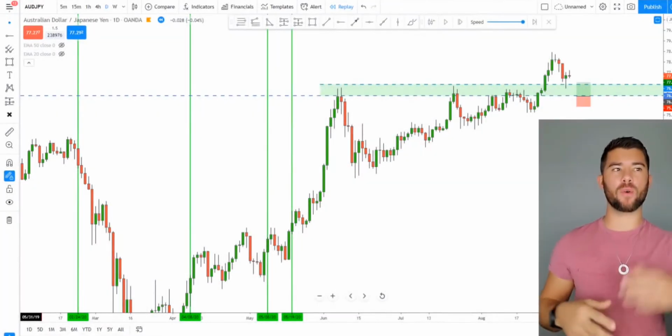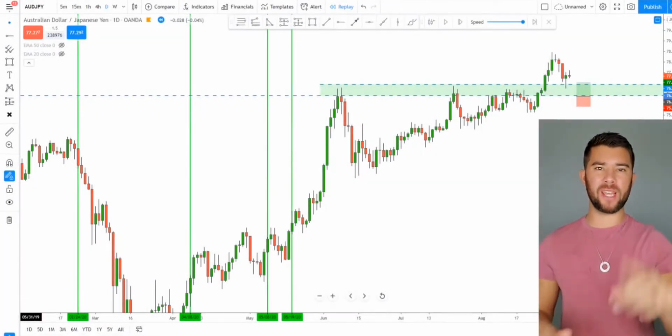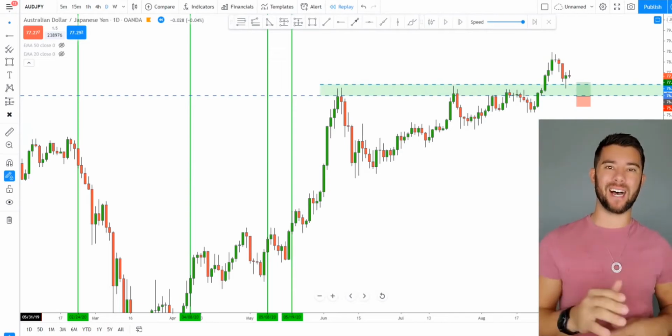Welcome back, traders. So let's go ahead and dive into the content. The first thing we're going to discuss today is time frames.